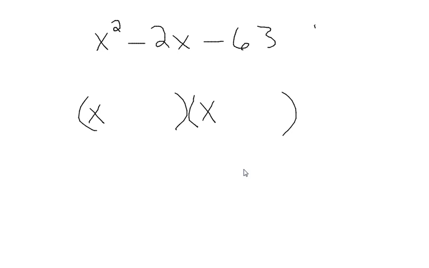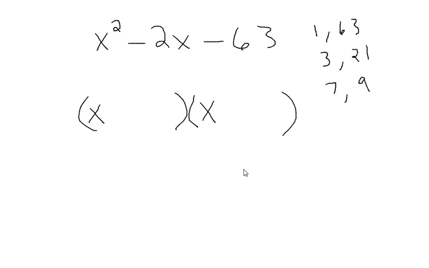Now for the 63, I need to look at the different combinations that I can multiply to get 63. I can have 1 and 63. I could have 3 and 21. Looks like I could have 7 times 9. And now, along with considering those combinations, I also need to consider that one of them has to be negative. So it's a trial and error.